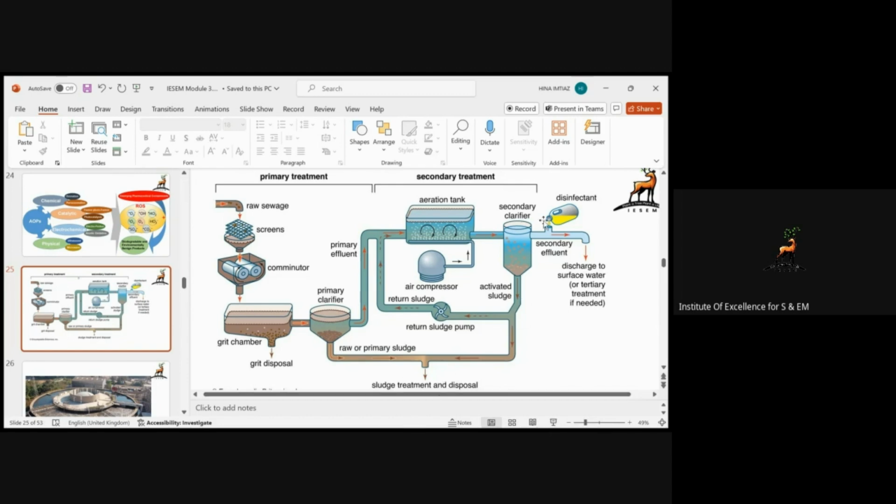After the secondary clarifier, you can use disinfectants. What type of disinfectant you can use, I have already mentioned. Please tell me.